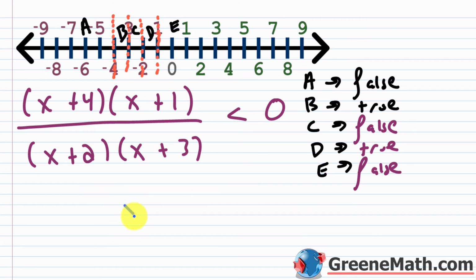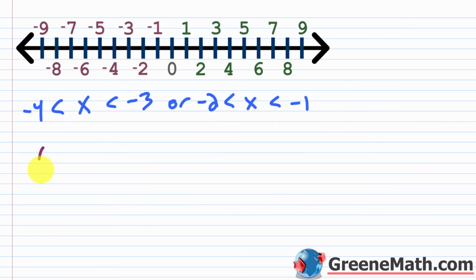All right, so looking at our solution here, we see that things in B work. So basically, where x is greater than negative 4 and less than negative 3. We see that things also work in D. So I'm going to put or. So in D, we have x is greater than negative 2, and we'll say and less than negative 1. Again, we know these critical values, negative 4, negative 3, negative 2, and negative 1. Those are all excluded. We talked about that earlier.